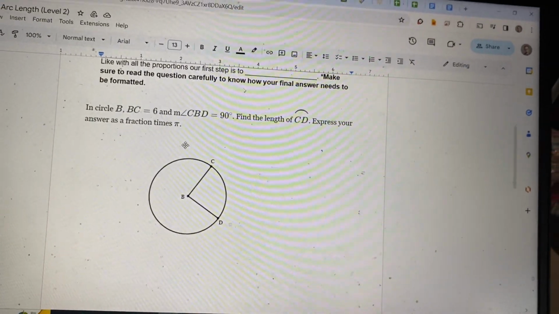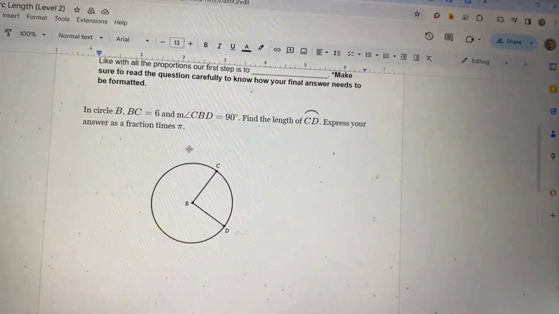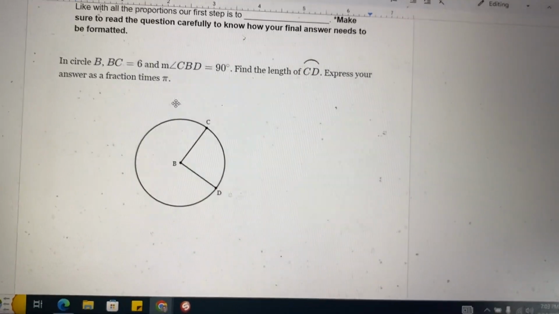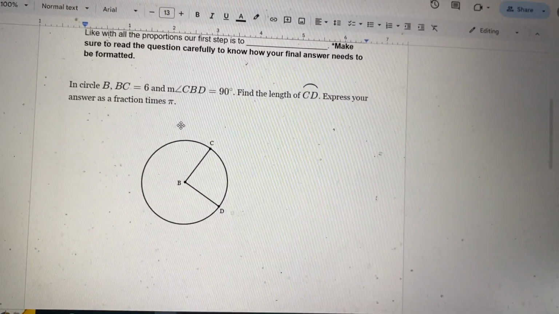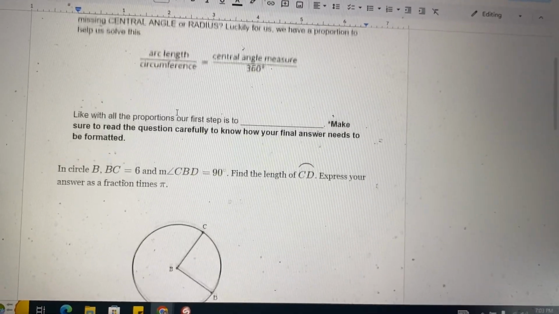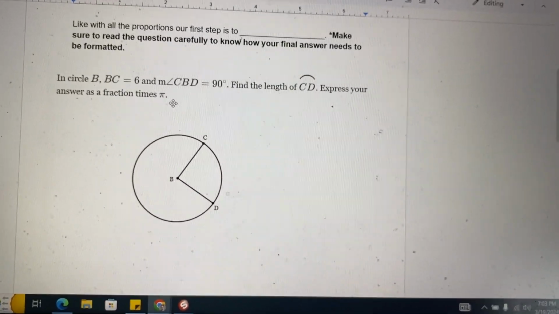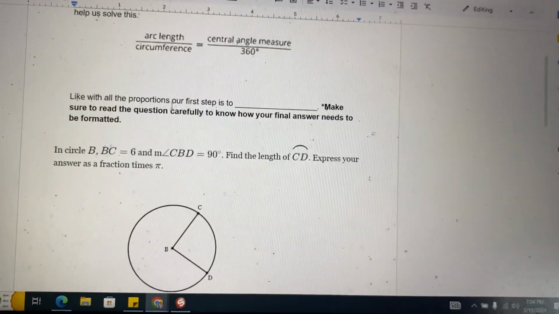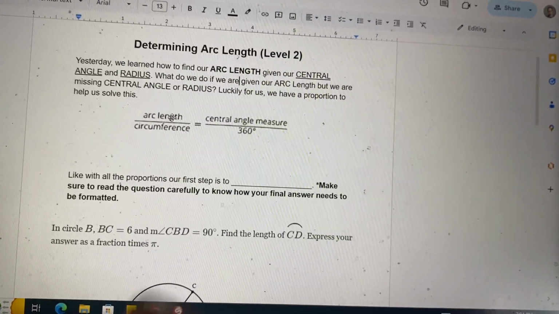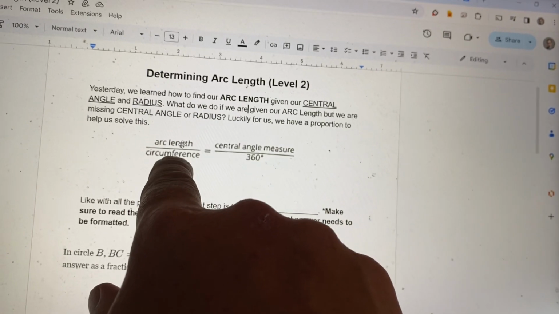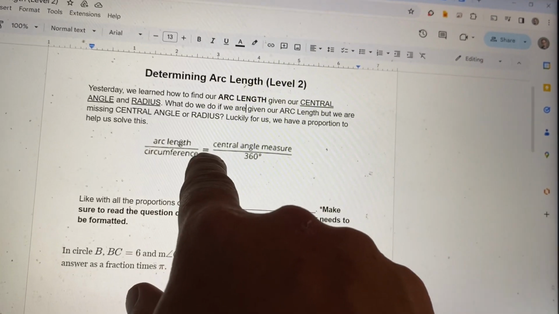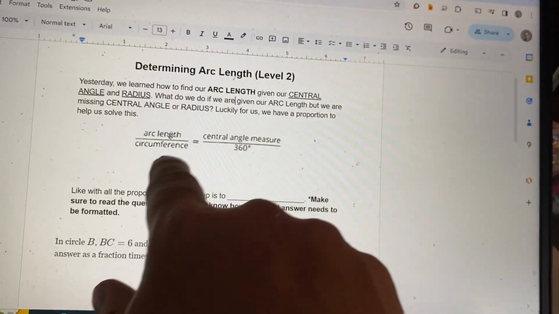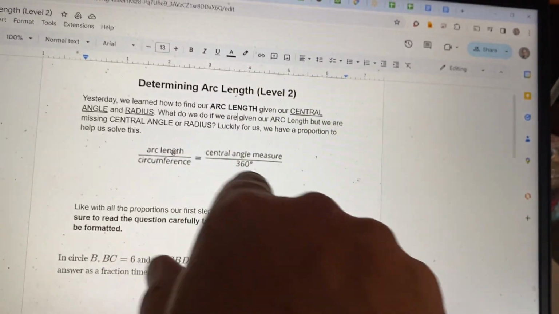But we're putting our answer in terms of pi. So we don't need to multiply by pi. That just gets to be part of the answer. So we have 12 pi for the circumference, and we have 90 out of 360. So if we're looking back up here, we don't know the arc length out of 12 pi is equal to 90 out of 360. So we would cross multiply and put this all together.